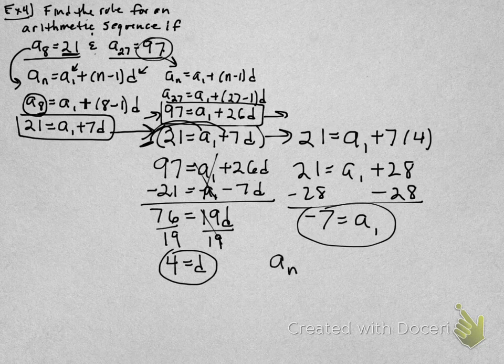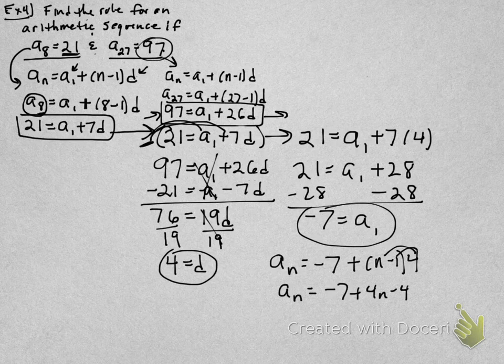Now I can say a sub n equals the first term, negative 7, plus n minus 1 times the common difference 4. Distribute, and get a sub n equals negative 7 plus 4n minus 4. Adding like terms gives me a sub n is 4n minus 11. There is my formula.